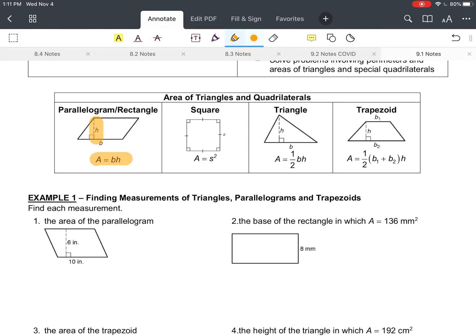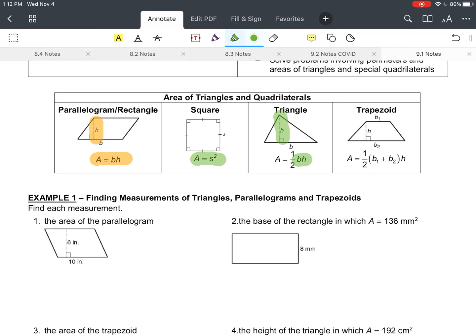A square is a special type of parallelogram, so technically the formula of base times height works. However, for a square, the base and the height would be the same because all 4 sides are the same. So we just say that the area is s squared, because base times height, if they are the same, would be squared.